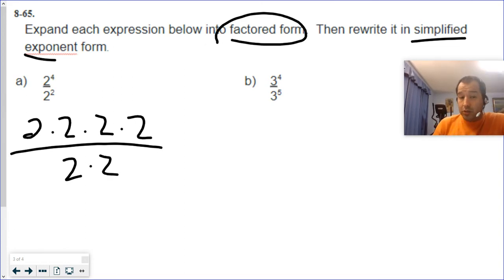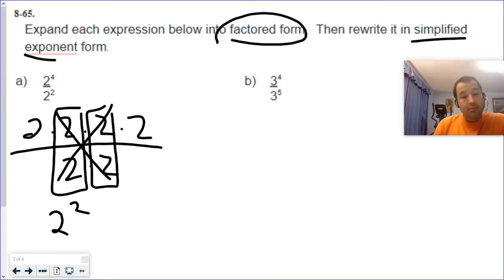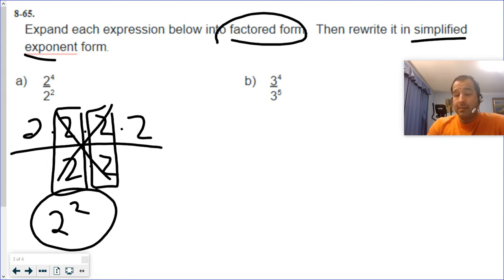Now again, use giant one. It's a giant one. That's a giant one. They're gone. What's left? 2 squared. Make sense? Answer. All right. Hopefully that made sense.